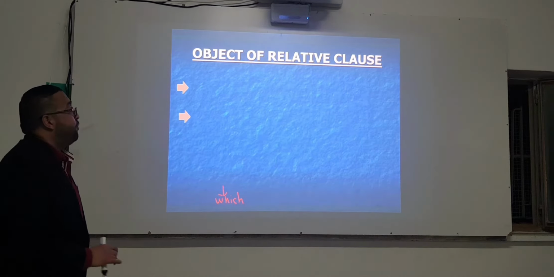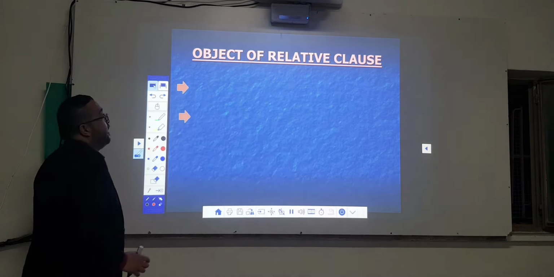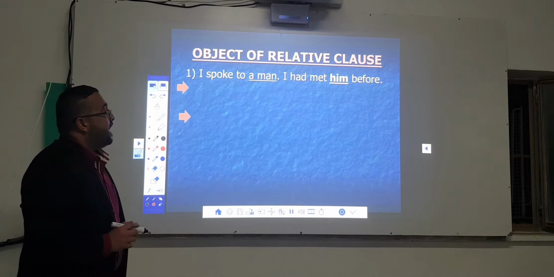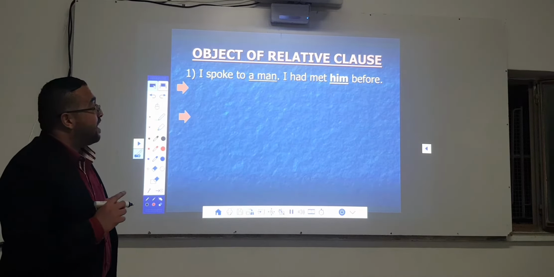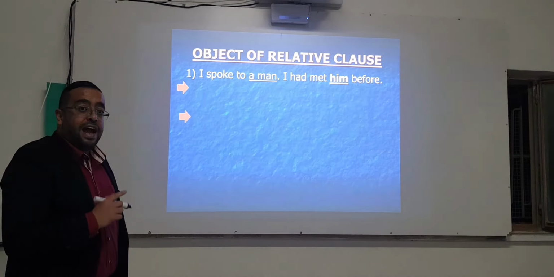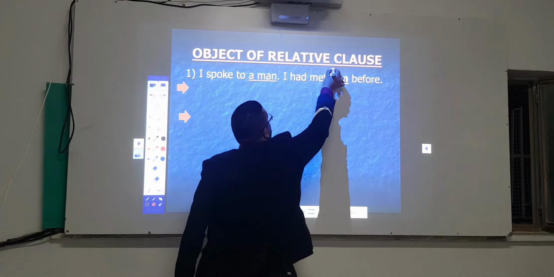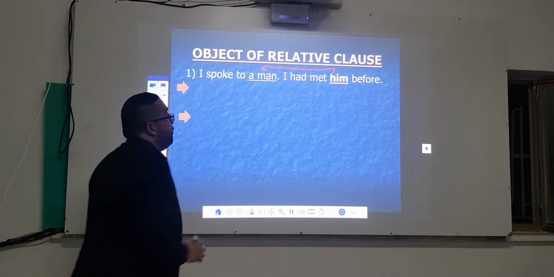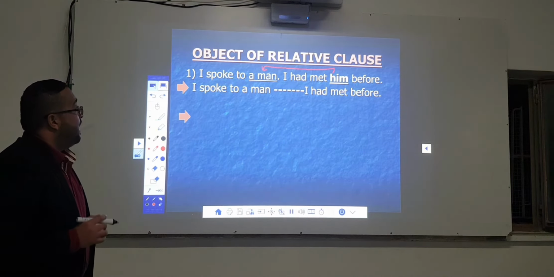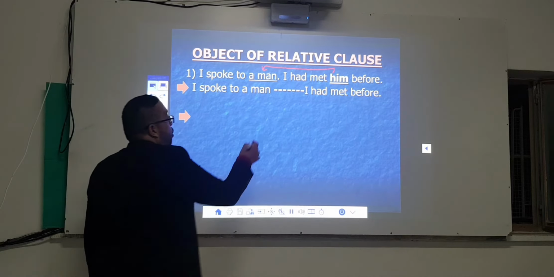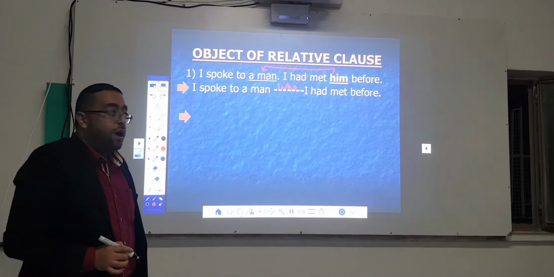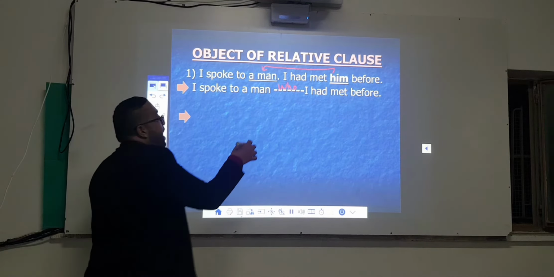Number 2, object of relative clauses. Example number 1, I spoke to a man. I had met him before. The underlined pronoun him is an object pronoun and it refers to a man. If you want to form a meaningful sentence, the answer will be: I spoke to a man who I had met before. And we can use that.